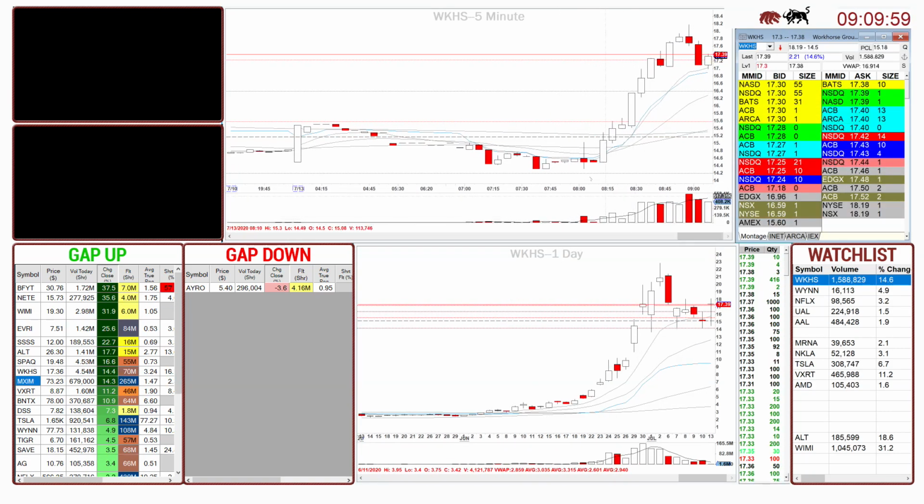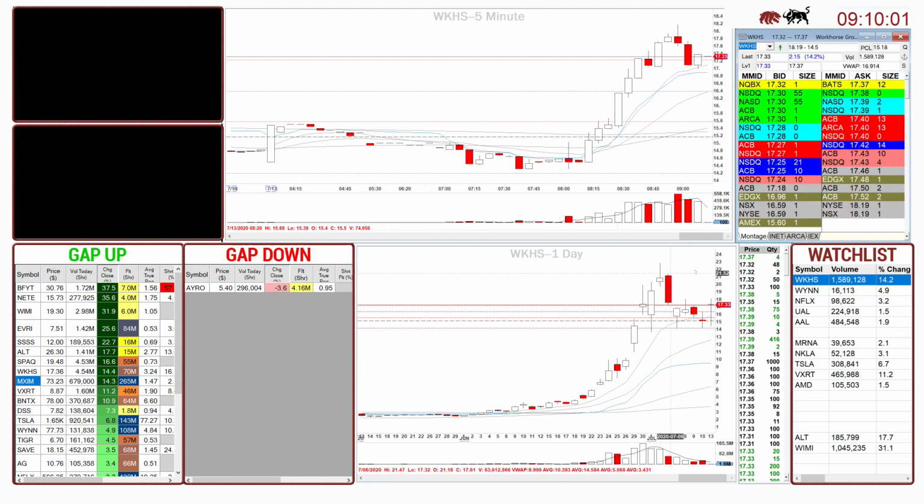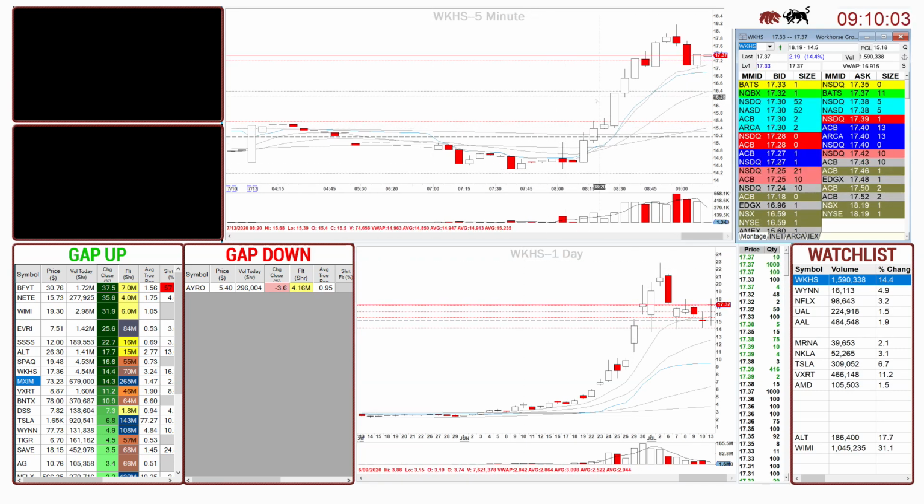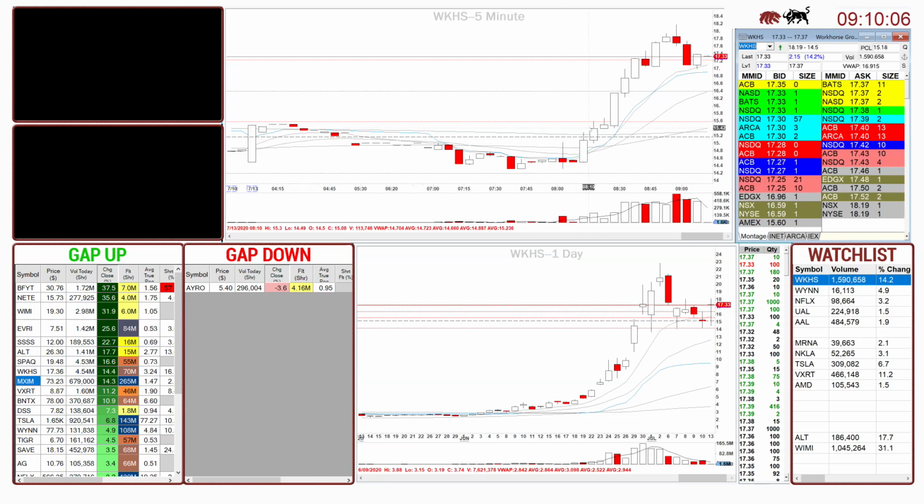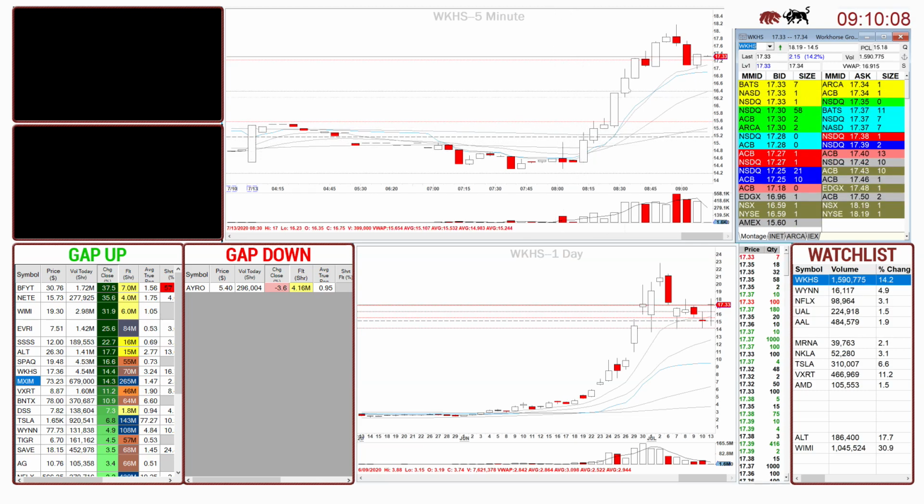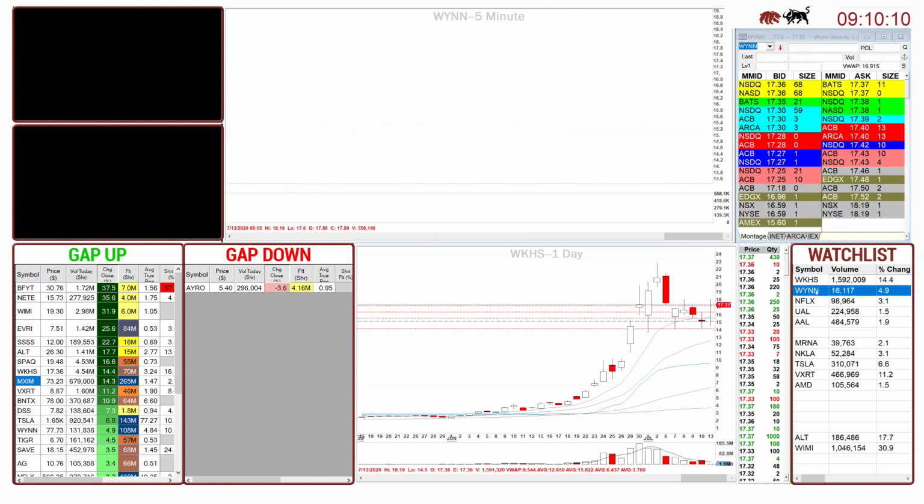So right now what I have here is WKHS, which is very active. I think this one is looking good. Information looks good on this one. It is on the NASDAQ exchange. So if you are going to trade today, this could be one to watch. We'll do some levels for this one.